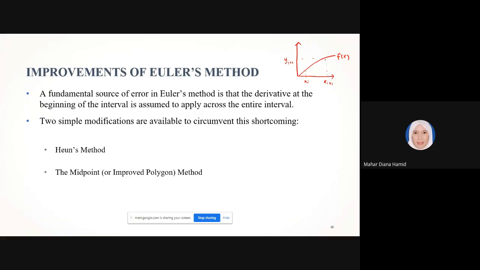In order for us to find y i plus 1, we are going to use the slope that we have evaluated at the initial point of the interval. So this is the slope that I've mentioned. In order for us to extrapolate to y i plus 1, we are going to use the slope that we determine at the beginning of the interval to get that value. So this is the value of y i plus 1 using Euler's method.